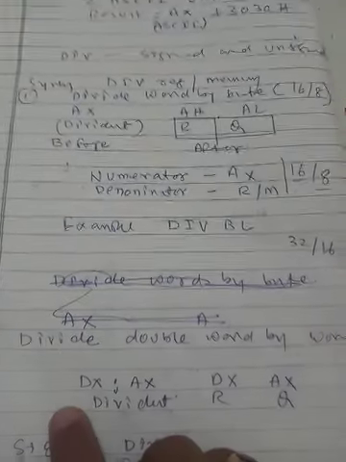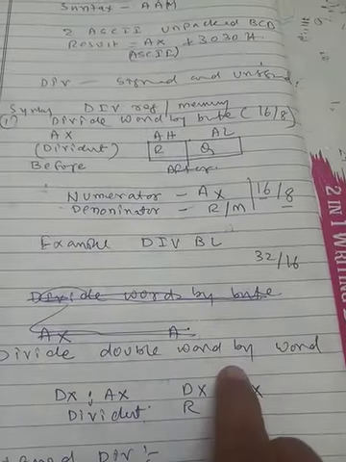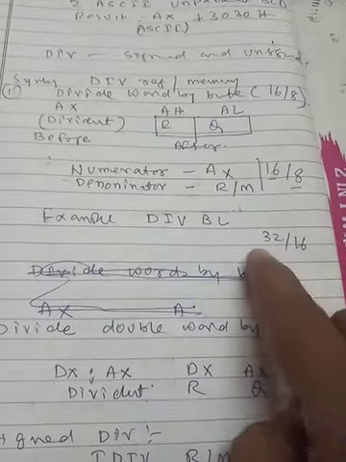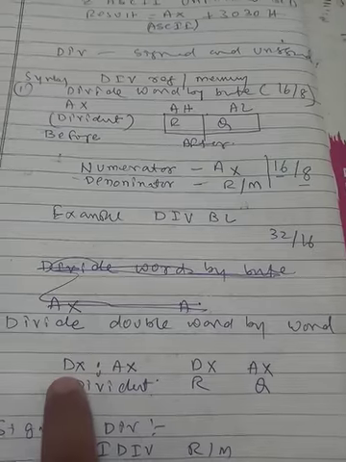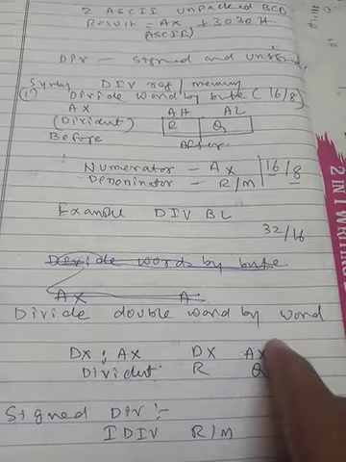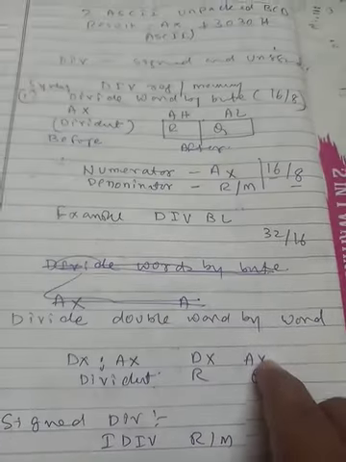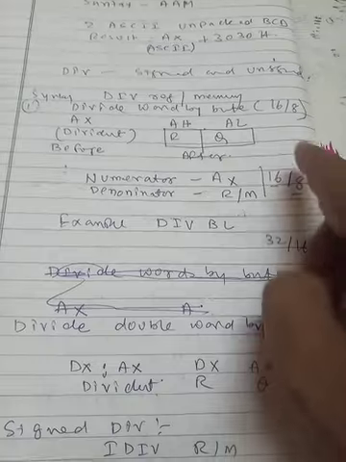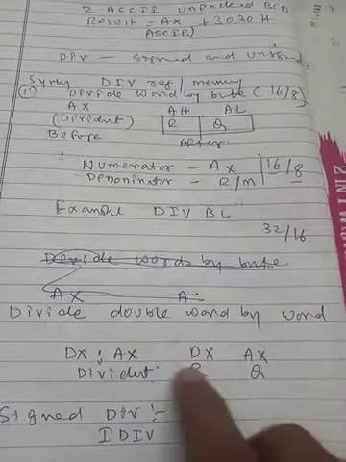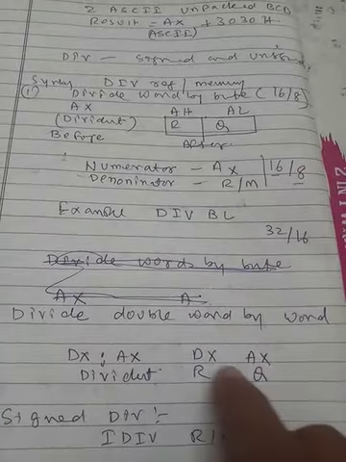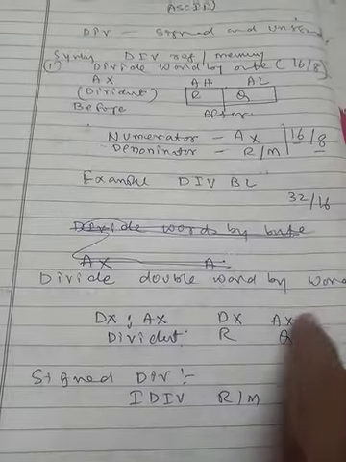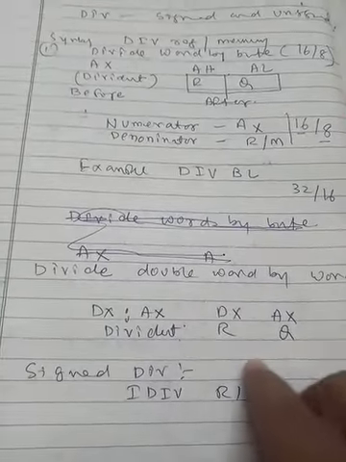So let us see, divide double word by word. Double word means two 16-bit and word means 16-bit, so 32 by 16. Here again it is shared. In that case we require DX AX. Again the AX you can see here is 16-bit, while AL is 8-bit. So it is based upon what value we are dividing. Here you can see AX and DX: AX consists of the quotient, DX consists of the remainder. This is after performance of the division operation.